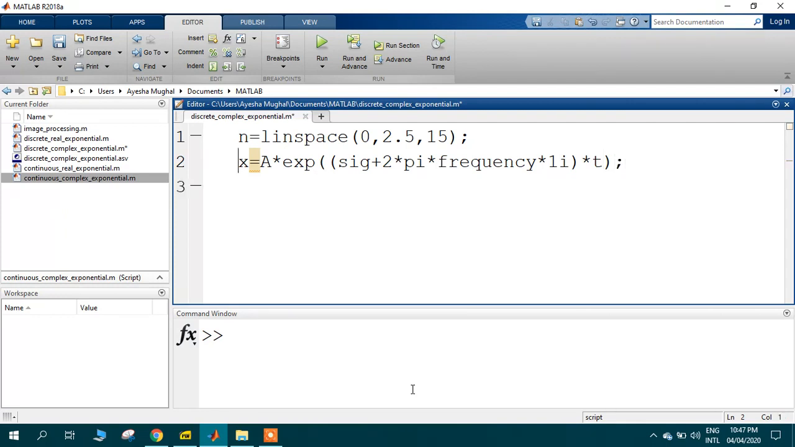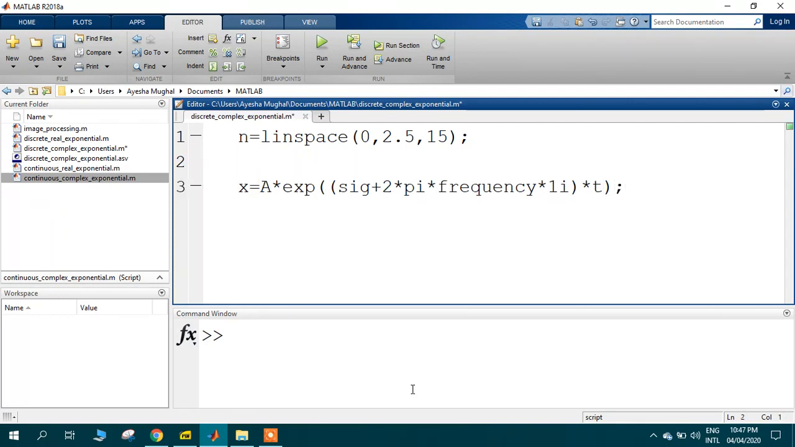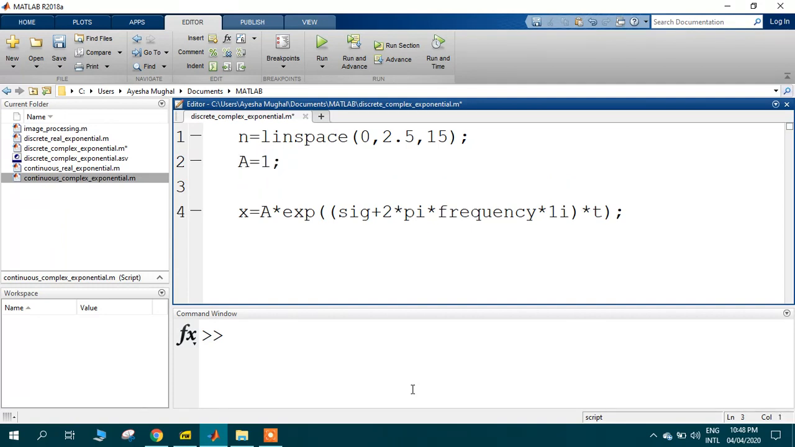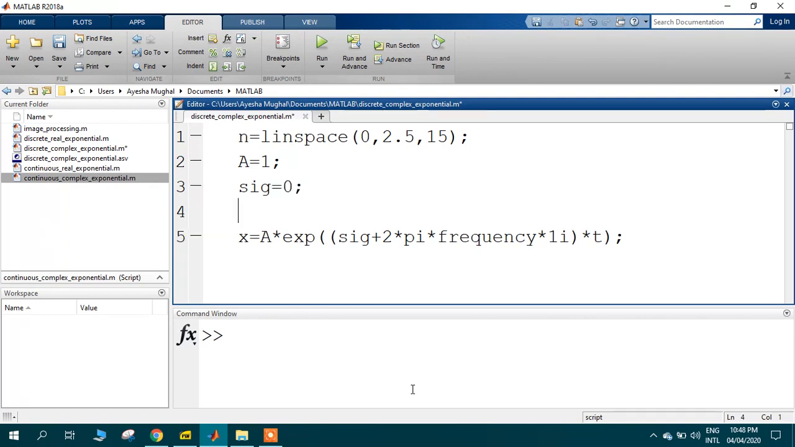The next thing to do is to specify the values for the things that I have used in my function definition. First of all amplitude, let it be 1. You can specify any value for it. And the sigma, let it be 0. Let's first see the behavior of this function for sigma equals 0 and frequency, let's say, equals 2.